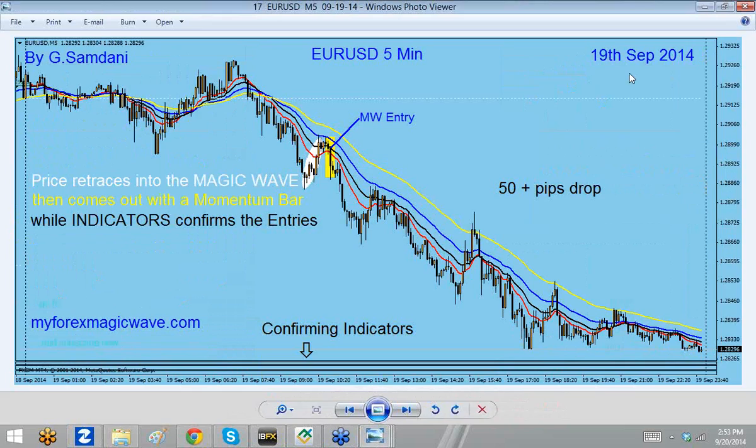Okay, here on the 19th, Euro USD again 5 minute dropping from here all the way down. 28.73 is a big number, so I was taken out here somewhere at 28.73, and then you have an entry here, you have an entry here, and it came down. And I don't know if you know where it's going, but I know.